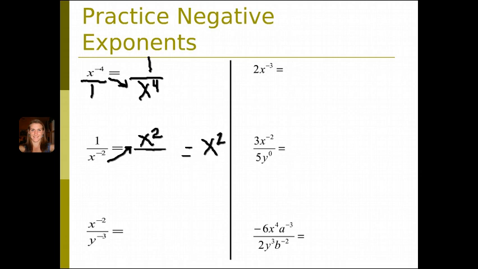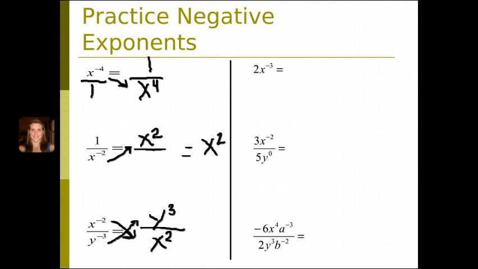The bottom one that we have is x to the negative 2 over y to the negative 3. Because I see negative exponents, I'm going to draw a fraction bar. My x to the negative 2 needs to move down below to the denominator and lose the negative sign to make it a positive 2 exponent. Now my y needs to move up to the numerator and lose the negative sign on the 3 to make it y to the third over x to the second.